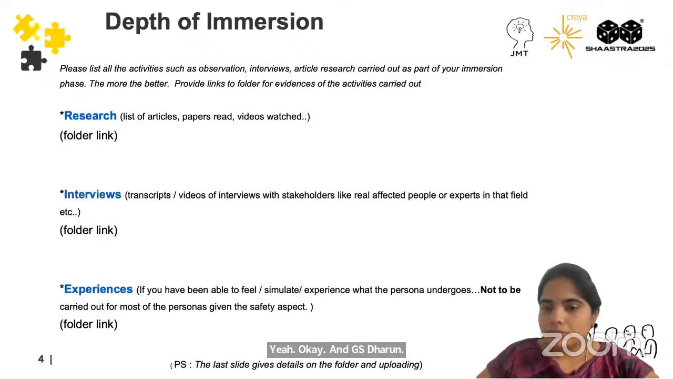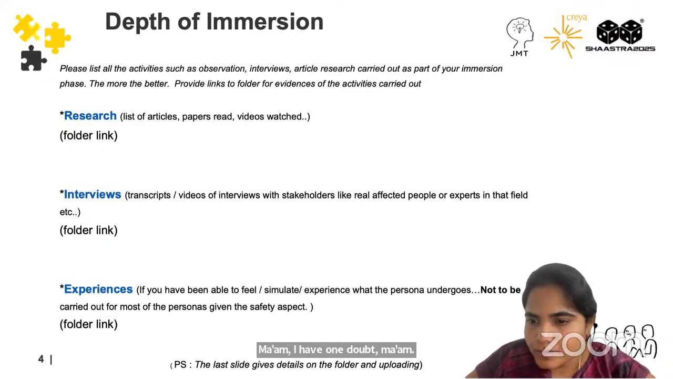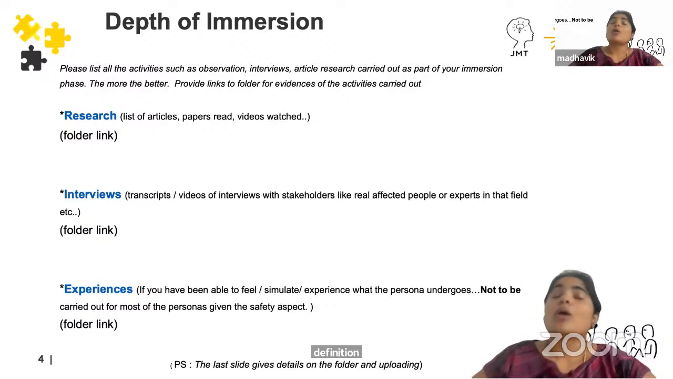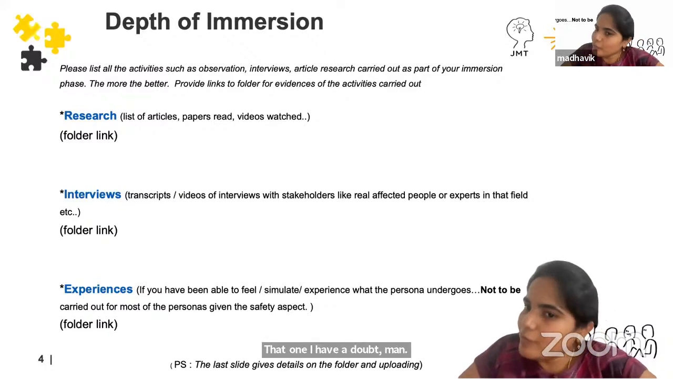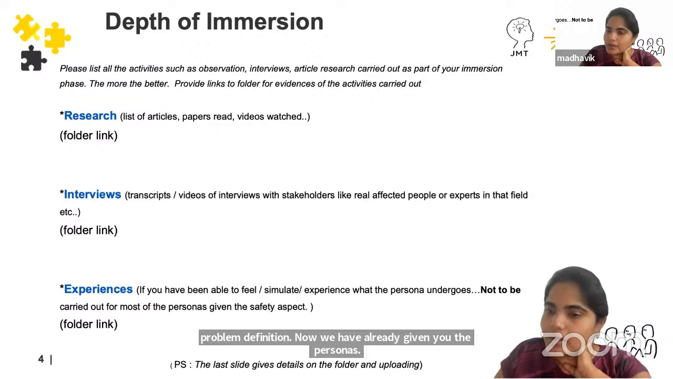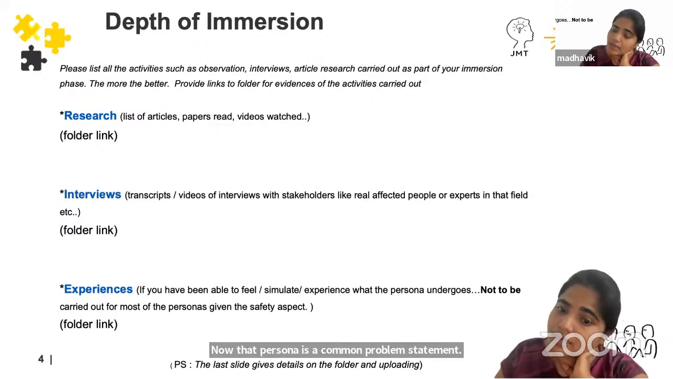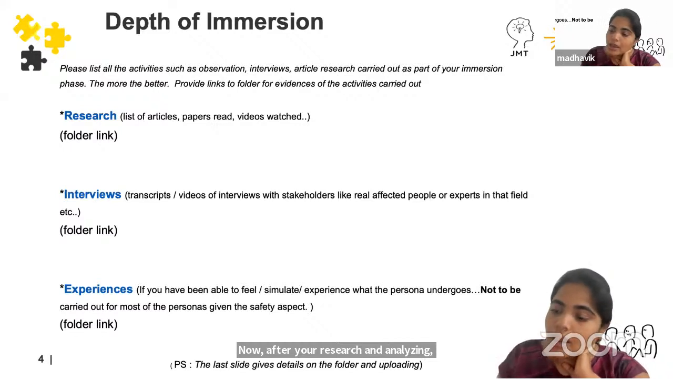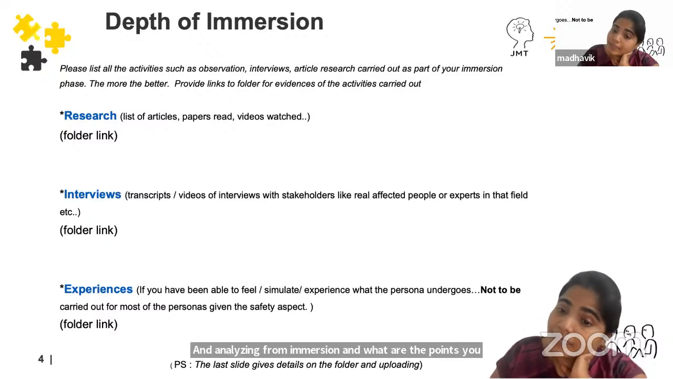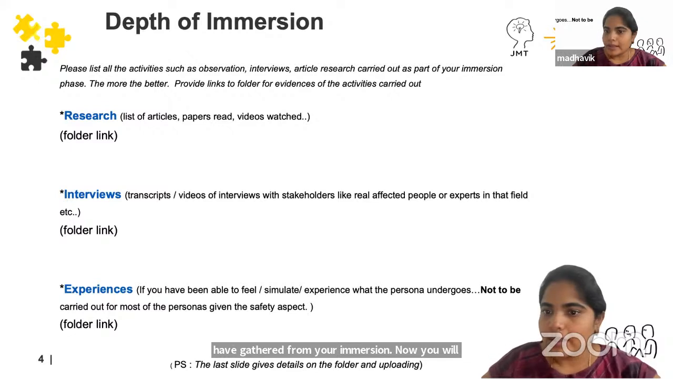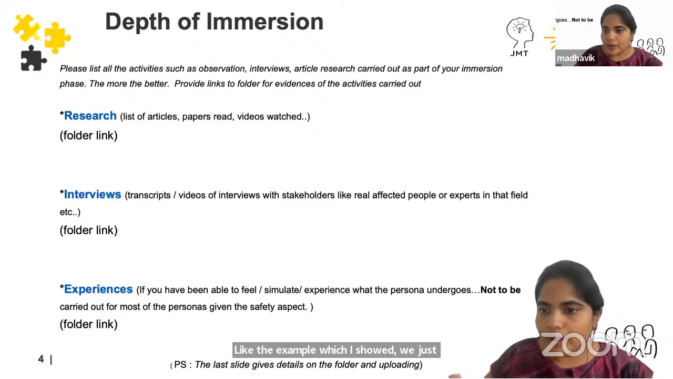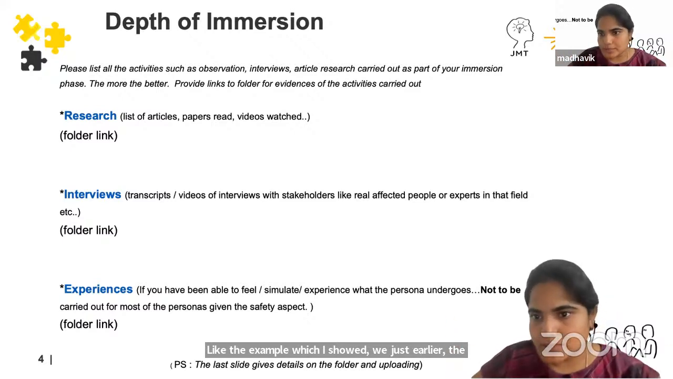Ma'am, I have one doubt, ma'am. Problem definition. That one I have doubt. Oh, problem definition. Now, we have already given you the personas. That persona is a common problem statement. After your research and analyzing, after your immersion process, and from the points you have gathered from your immersion, now you will redefine your problem in your own words. Like the example which I showed, earlier the problem was just that the students are finding it uncomfortable while traveling in school bus. That was the problem.